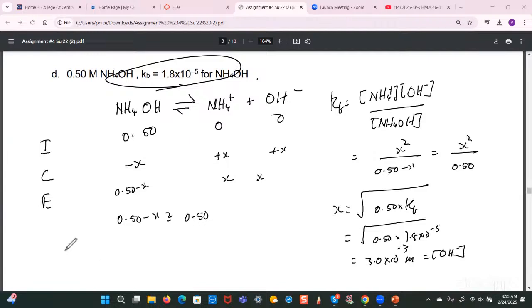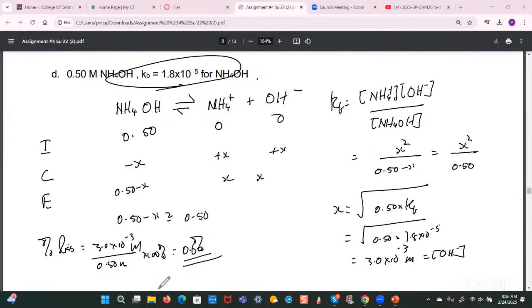The next step is to find the percent dissociation. That would be equal to 3.0 times 10 to the minus 3 divided by 0.50 M times 100%. According to my calculation, this works out to be equal to 0.6.